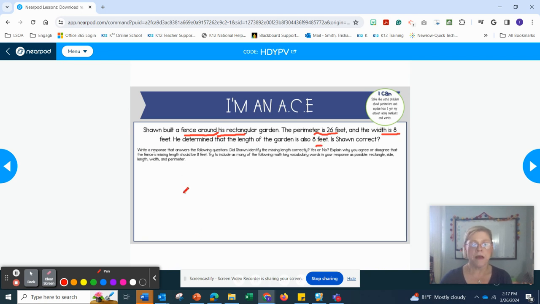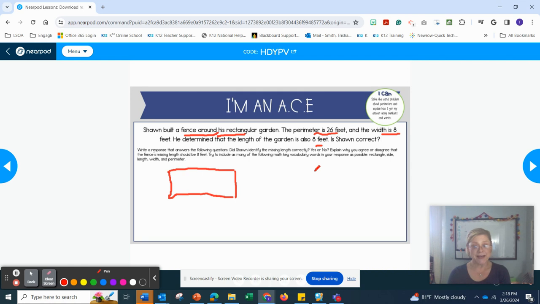Okay. So I'm going to draw this. We know I'm not the best artist. So that's my garden. Isn't it pretty? I will be getting an award for my art one day, I'm sure.